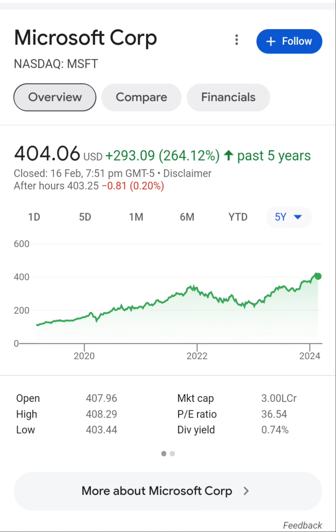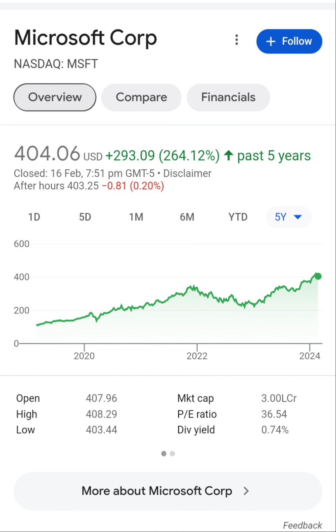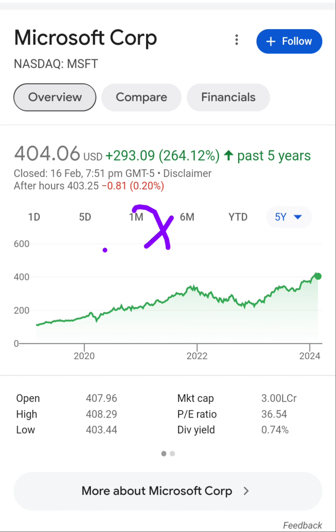Even so, the stock has given a very good return of around 264% in the last 5 years. This is a very good return for a market cap of 3 lakh cr. If you see, the P/E ratio is around 36 and the dividend yield is 0.74%.